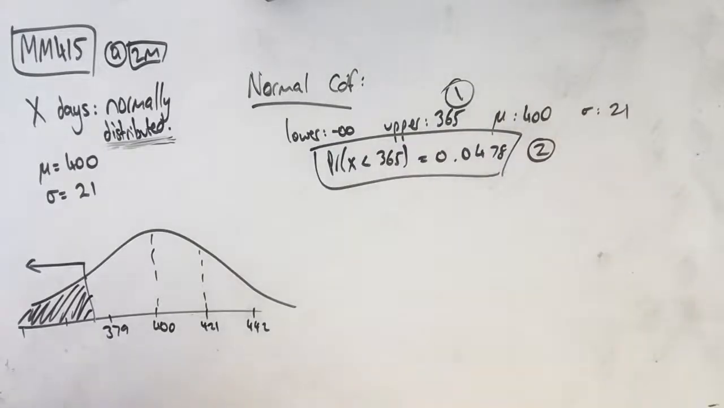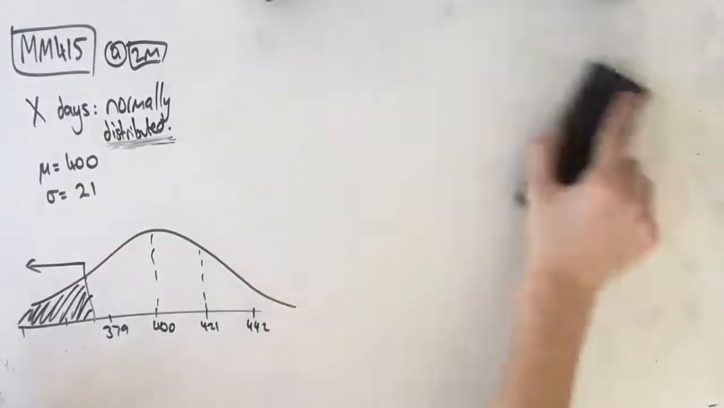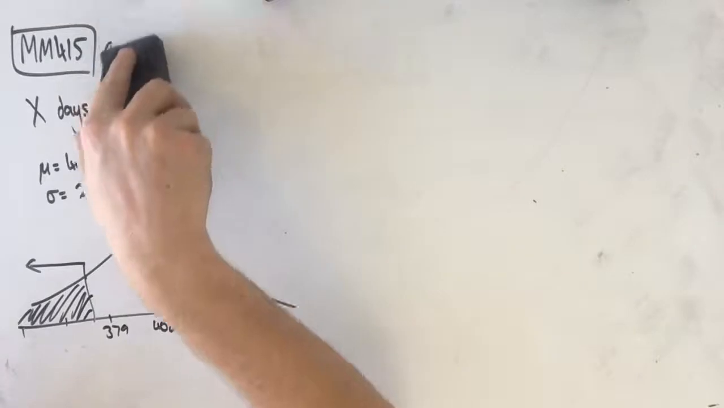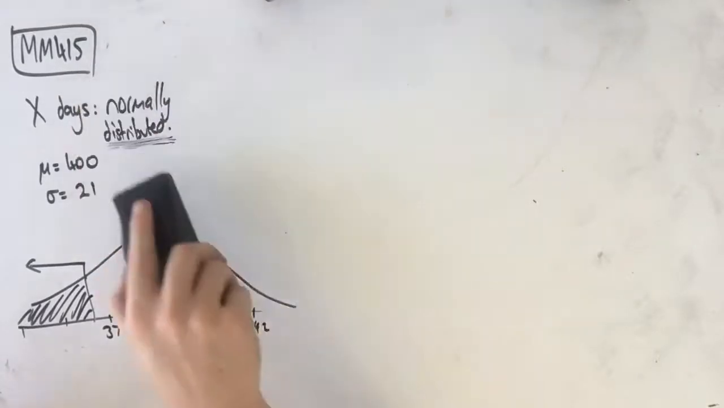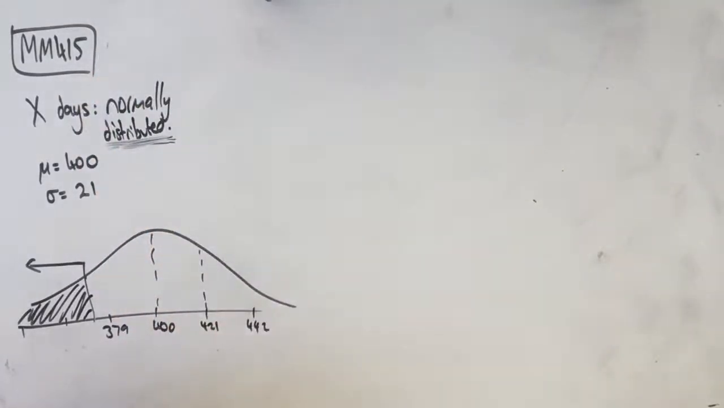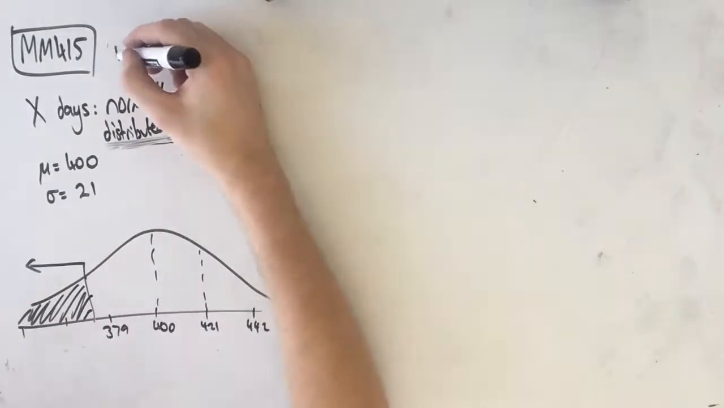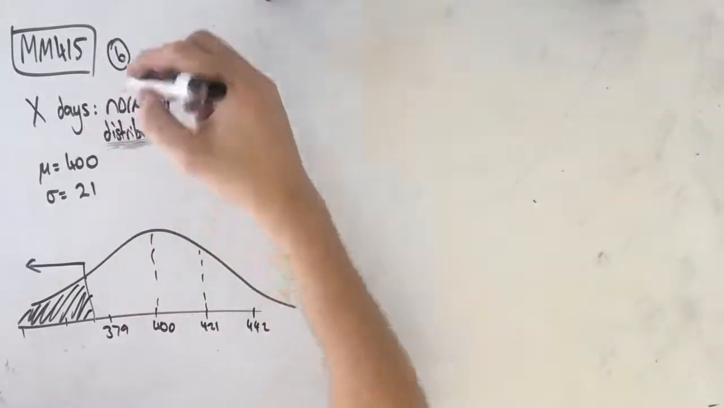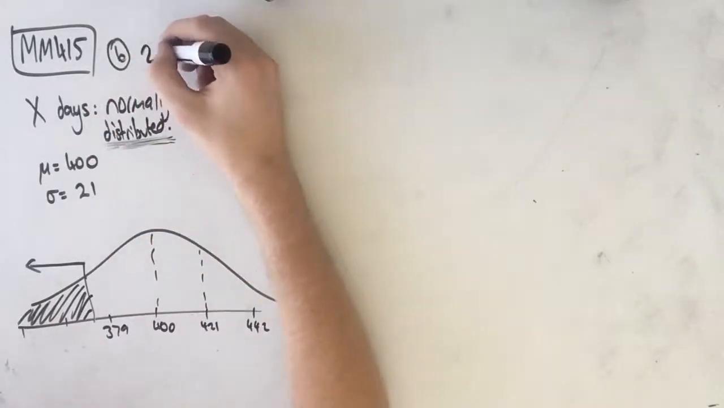That's it for part A. Let's move on to part B. Part B is a 2-mark question, and this is actually a tricky one in the sense that I've designed it to trip you up a little bit. If you didn't get tripped up by it, awesome job. If you did, that's fine.